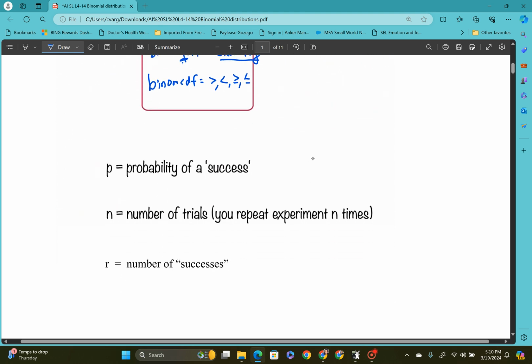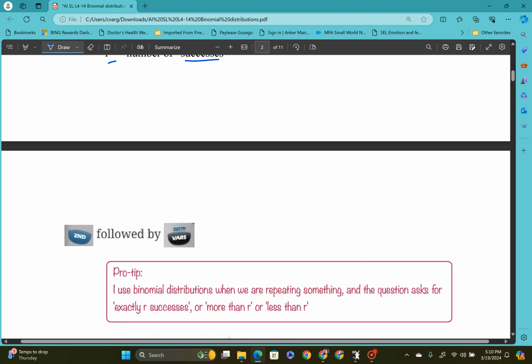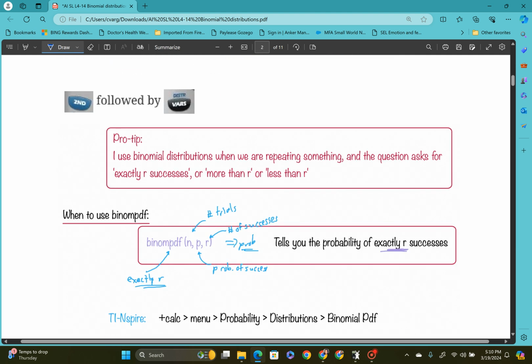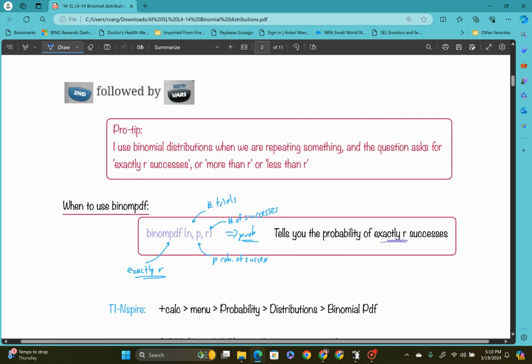I want to go through a couple of notations. P represents the probability of success, right? If it's getting a hit on a target, then the probability of getting that hit. N represents how many times you're taking shots, or how many trials you're going to be doing, how many times you repeat the experiment. And R is the number of successes that you could have. Okay. So this over here goes through just how you plug it into the calculator.